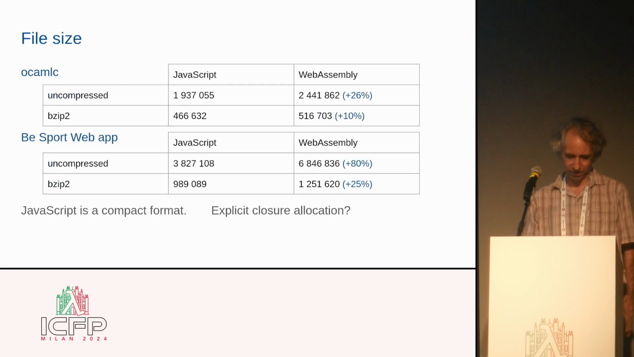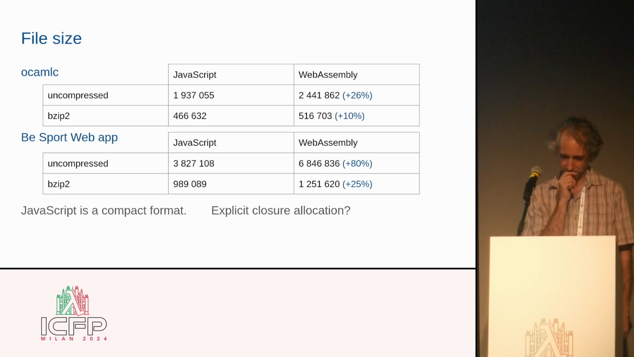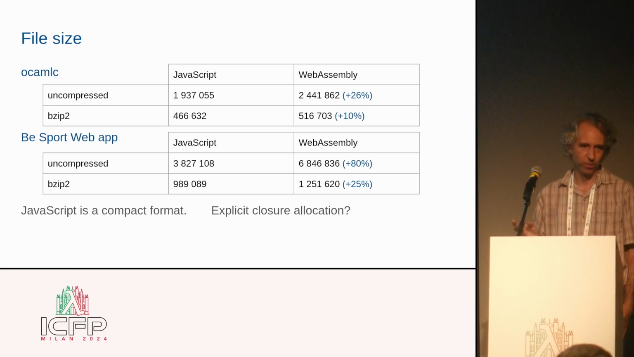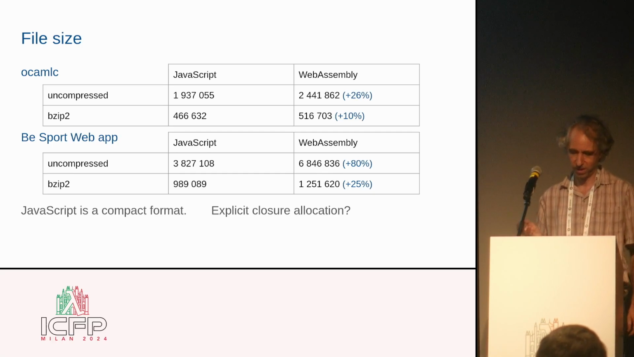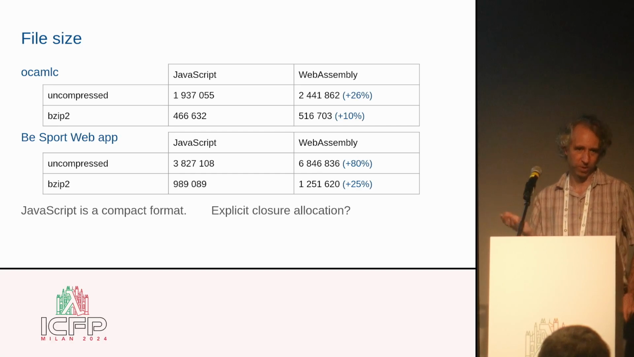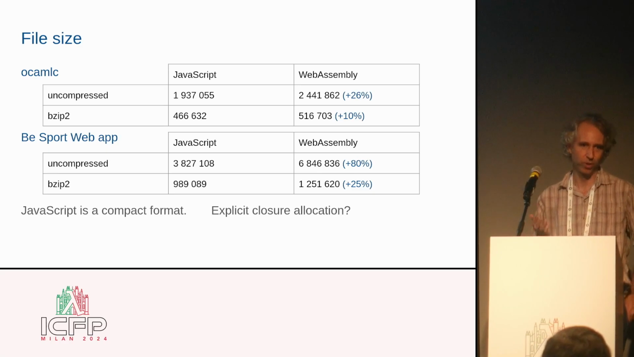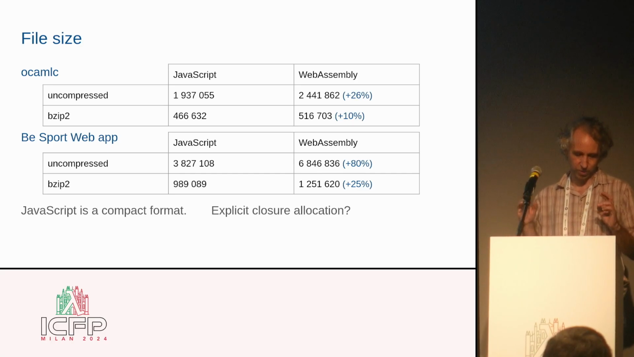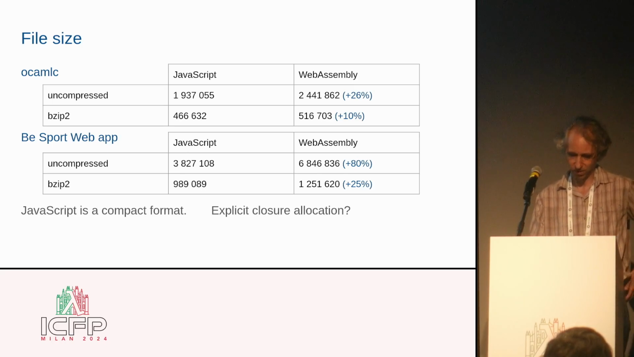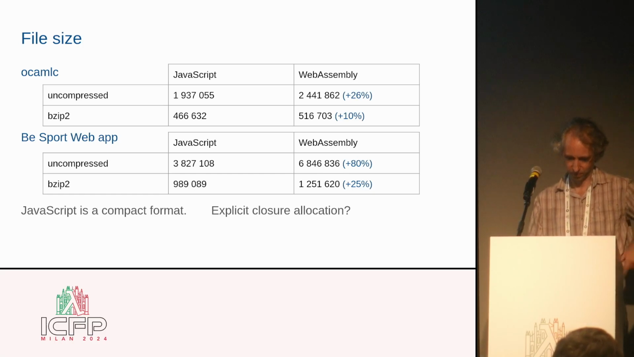Regarding file size, the generated WASM code is larger than JavaScript code. I think that's because JavaScript is actually a really compact format, and I suspect that having to explicitly allocate closures takes some space.